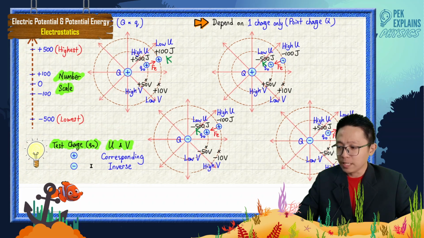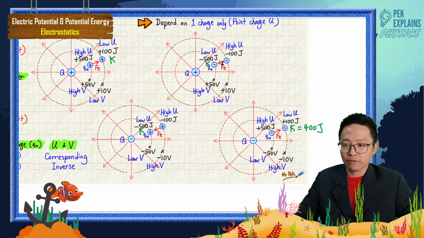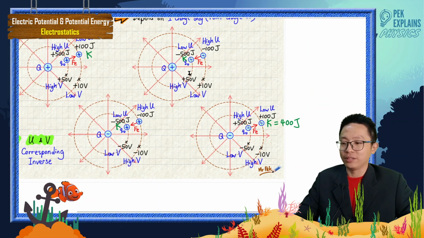But if it is a negative test charge, then you see what happened. You have high potential, but the negative test charge has low potential energy. But when you have low potential, the negative test charge will have high electric potential energy instead. High, low, low, high. Same as this one.